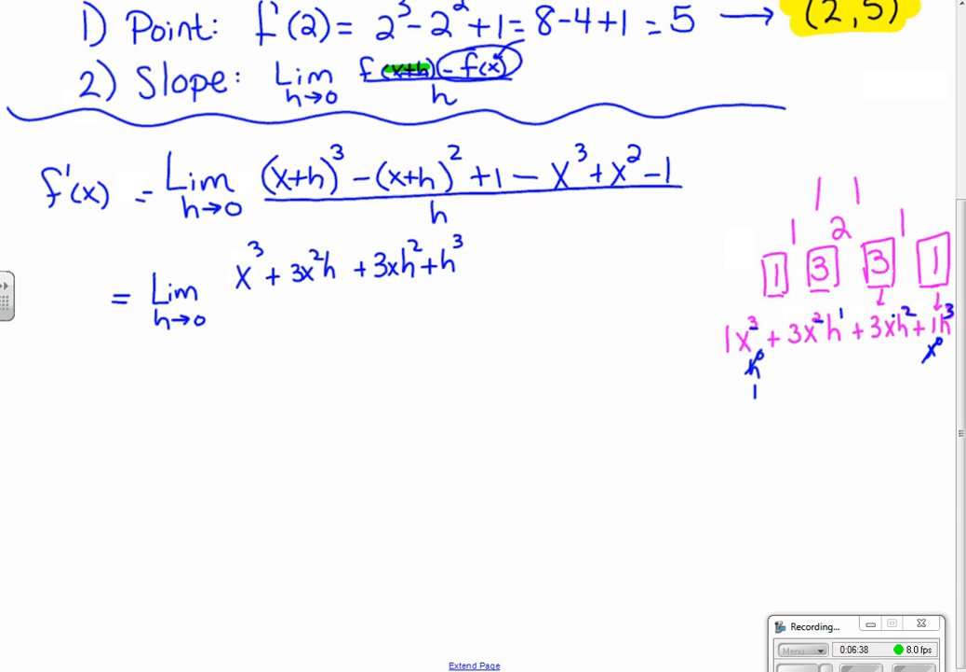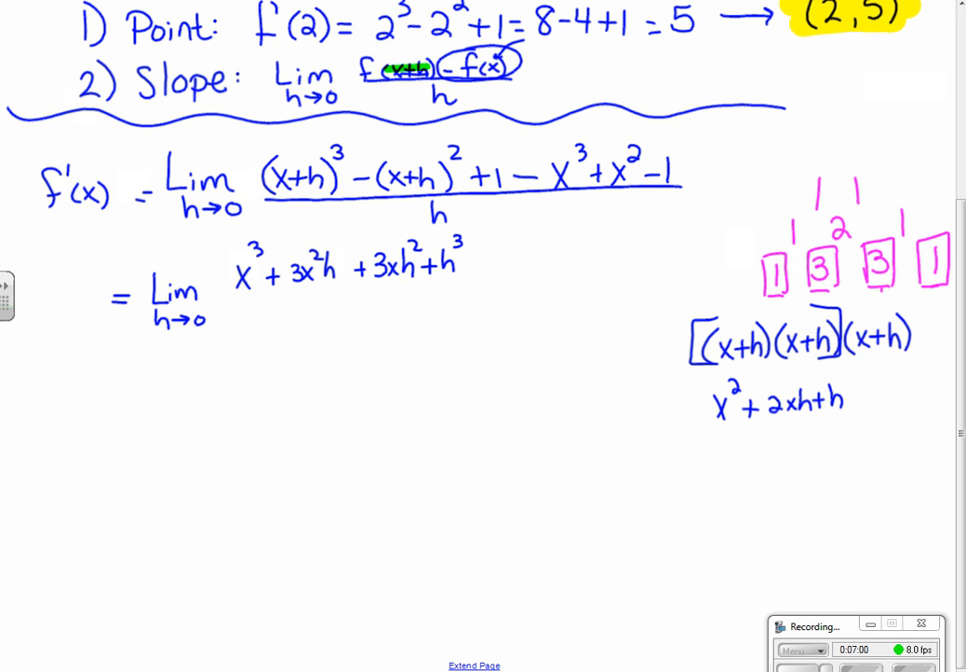If you did not like what we did here for Pascal's triangle, you could always go back to the trusty method of writing down 3 of those factors and then proceed by foiling. x squared plus 2xh plus h squared. Then I'll take that and multiply it by this last one and run that through. We should get the same exact answer that I just gave you. So that's another method. If you'd rather do it that way, go for it.